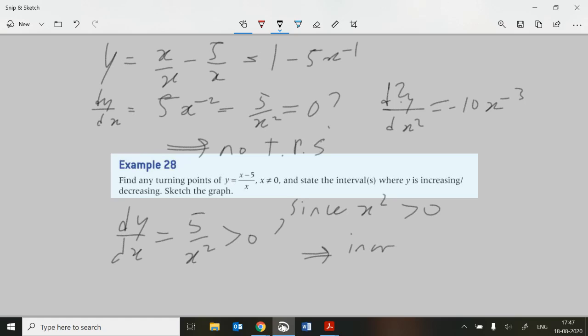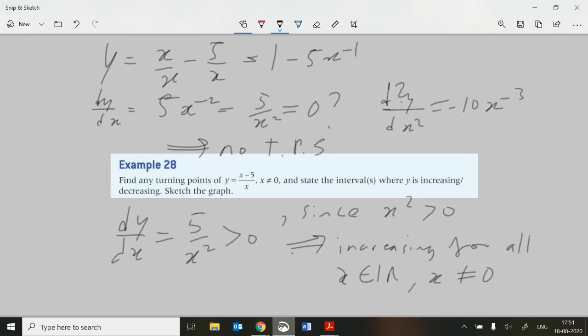It's increasing for all x belonging to the real numbers, apart from, of course, this is not defined when x is equal to 0. Okay, and I think that's a sufficient explanation there.